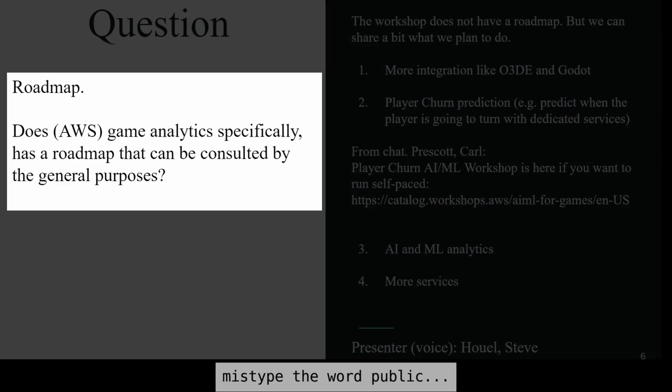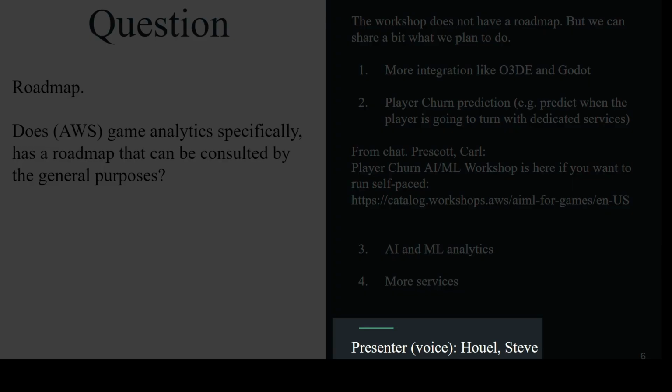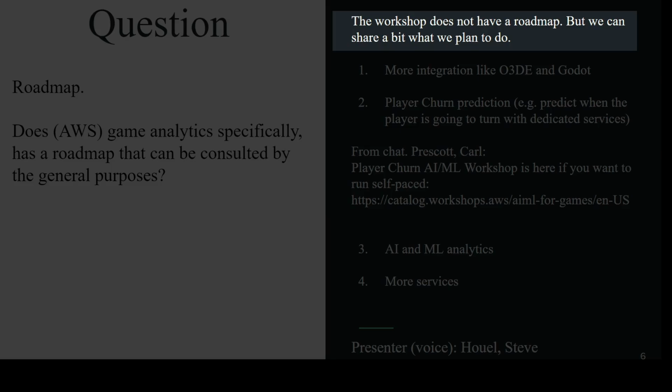The other question was about a public roadmap. So the question was about whether AWS Game Analytics has a roadmap that can be consulted by the public. And the answer was the following. Unfortunately, the workshop itself doesn't have a roadmap. It's not an adversary, so at some point we can share a bit about what we plan to do.